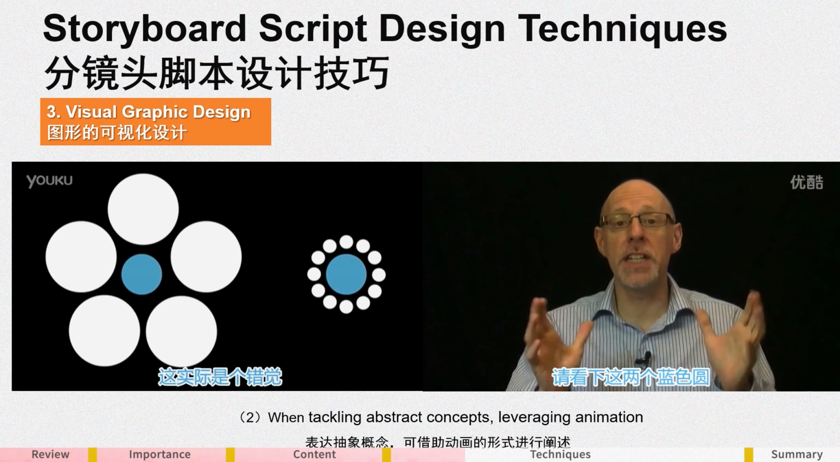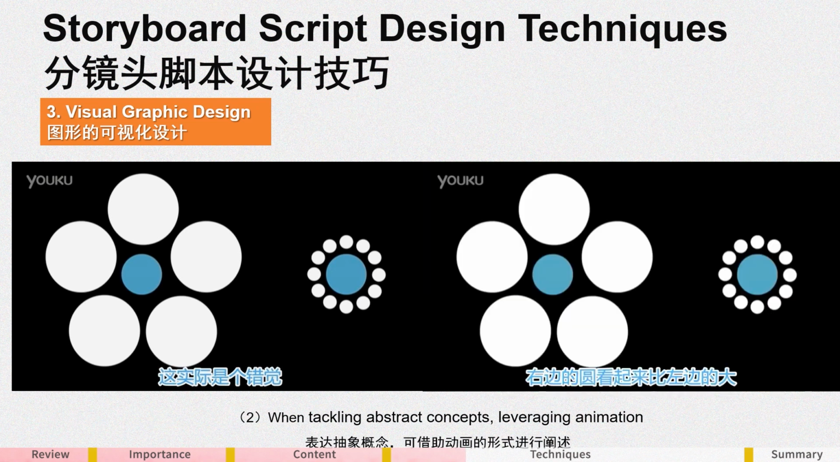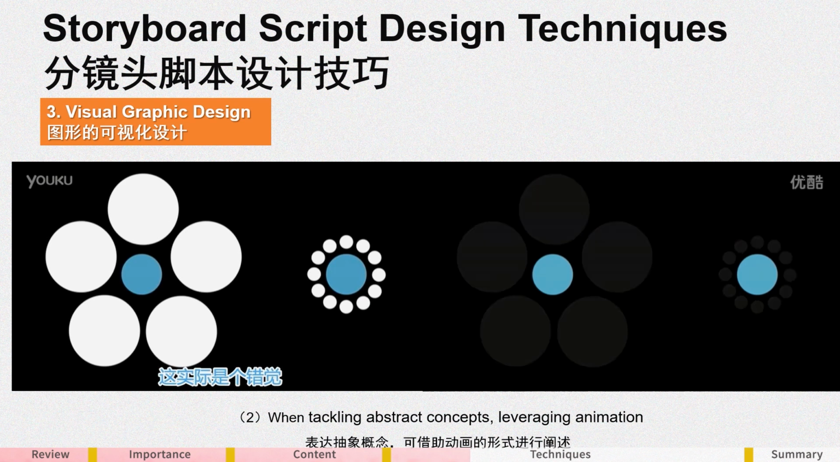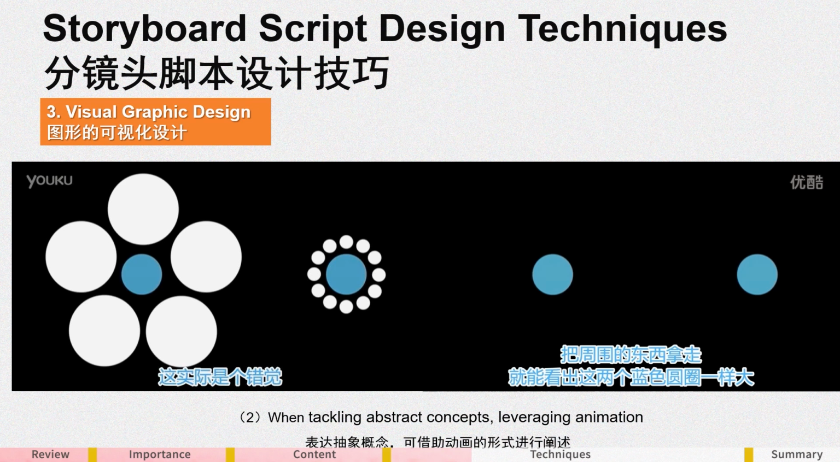Take a look at these two blue circles. The blue circle on the right looks slightly larger than the blue circle on the left. Actually, this is an illusion. When something is surrounded by large objects, it looks relatively small. Take away the surrounding objects and you can see that the blue circles are actually the same size.